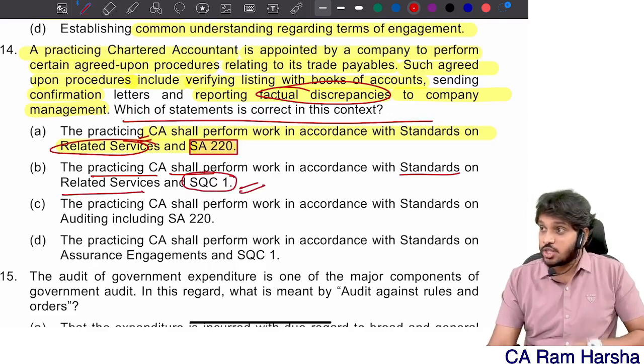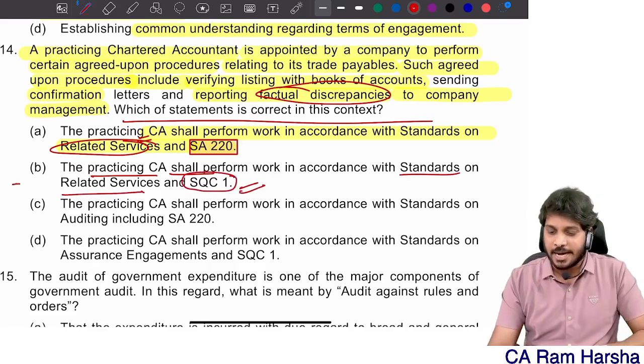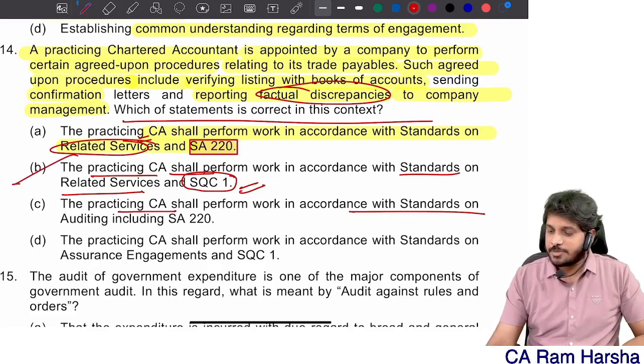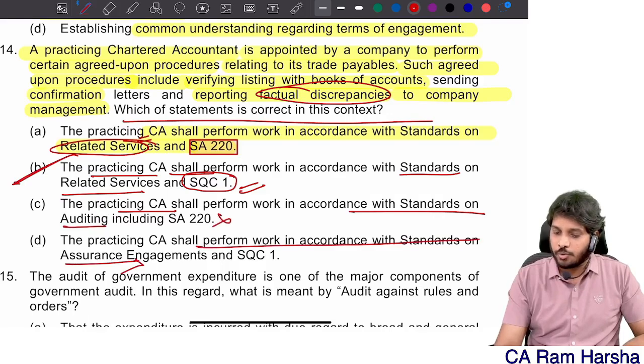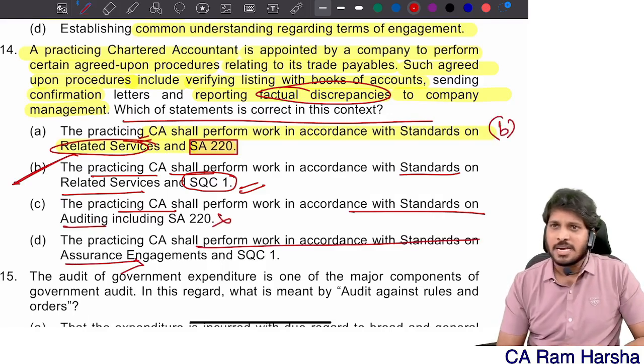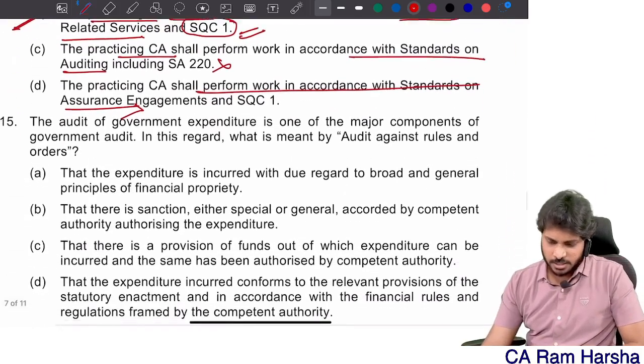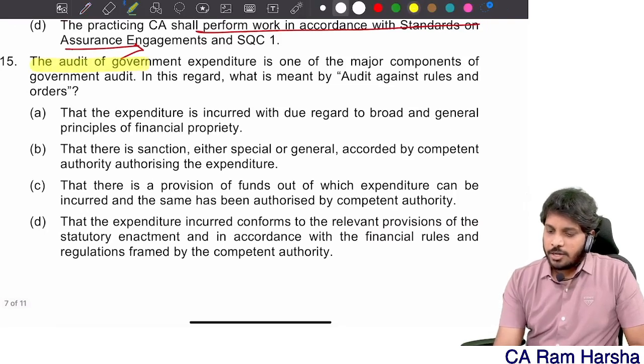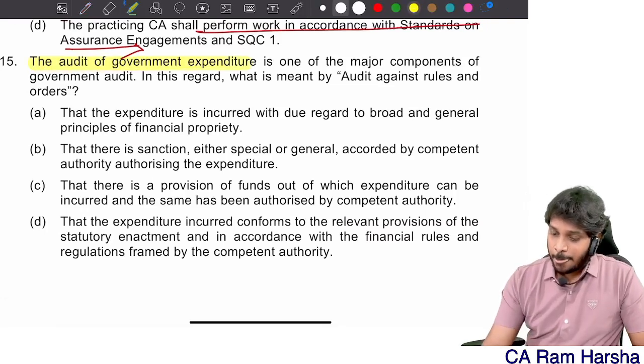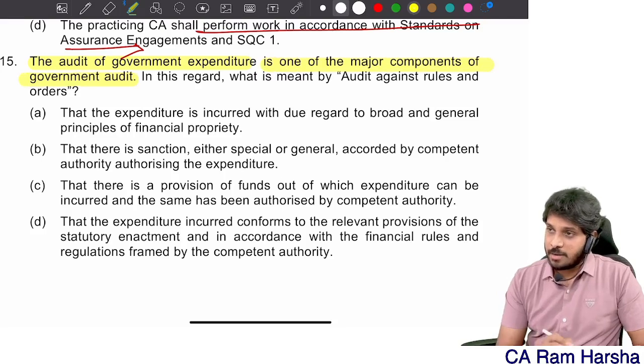The practicing CA shall perform as per standards on auditing. No. The CA shall perform as per standards on assurance. No. The answer is B. Clear? Next. The audit of government expenditure is one of the major components of government audit.